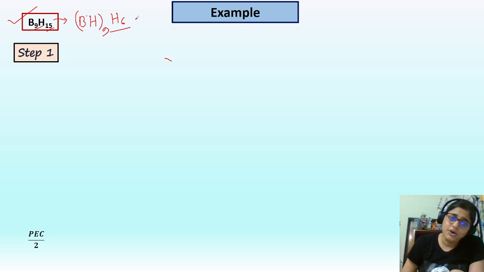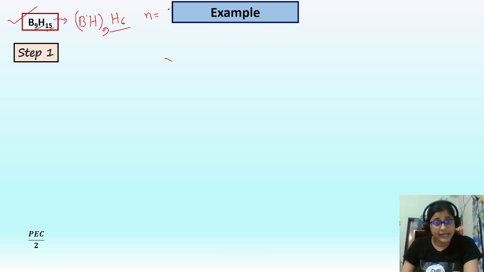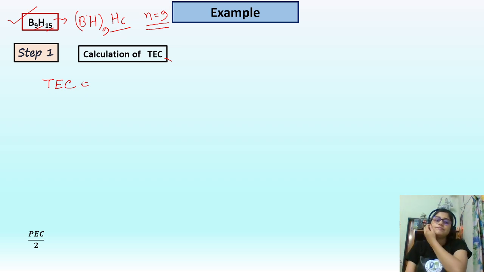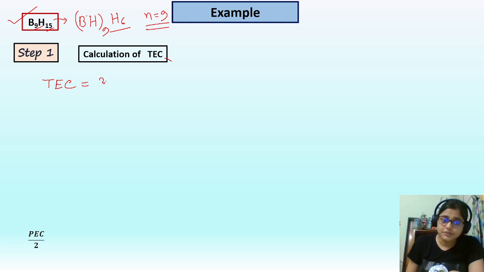Right? So n is here. Why are we doing this? We need to find out the n. n is here 9. Fine, get it? Now step 1 is calculation of TEC, and we know boron has 3 valence electrons, right? So TEC will be, boron has 3 valence electrons, 3 into 9, 9 boron units are there, and hydrogen is 15. 15 into 1, I am writing 15, and no charges are there here.